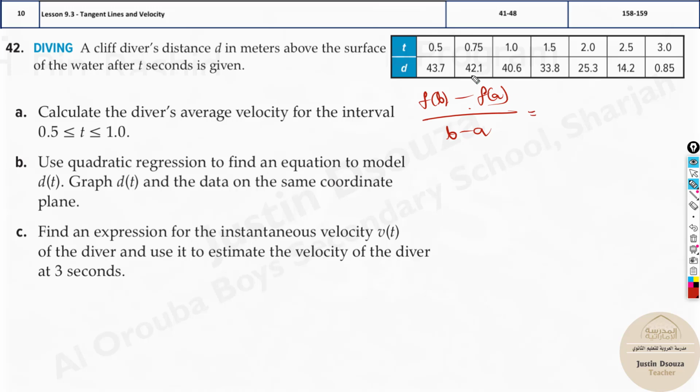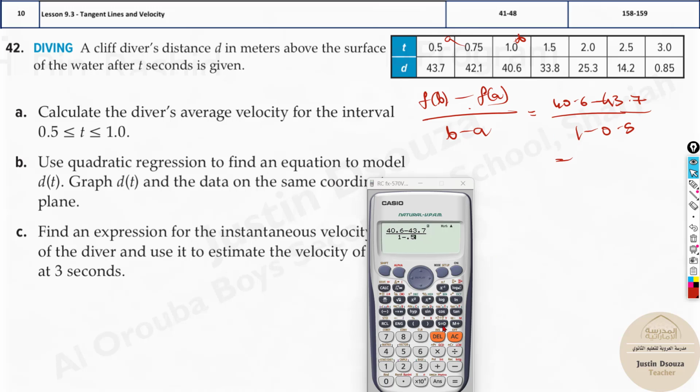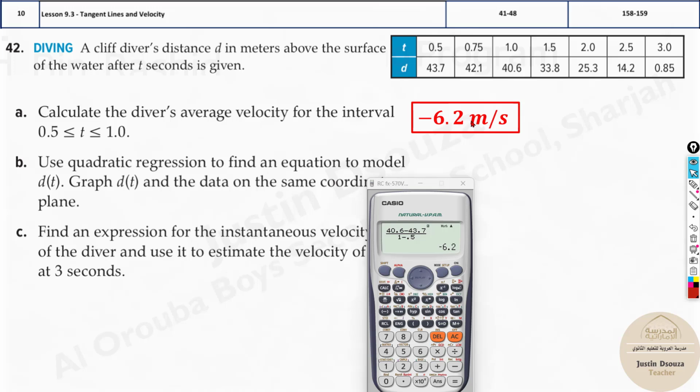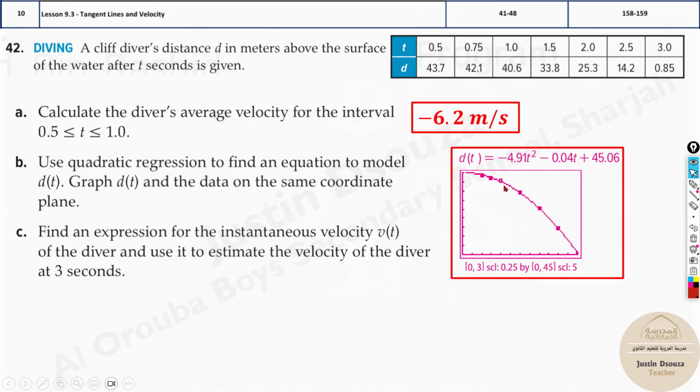You know, so what is this? At 1, I will take this as b and this as a. It's 40.6 minus 43.7 divided by 1 minus 0.5. Put this in the calculator, you'll get the answer. So I've typed this as it is in the calculator, and the answer is negative 6.2. Remember, the sign is an important thing as well. So negative 6.2. Now use quadratic regression to find the equation. This is done by the graphing calculator, where you can easily graph it and get the equation. But you can graph these points with the appropriate scale.